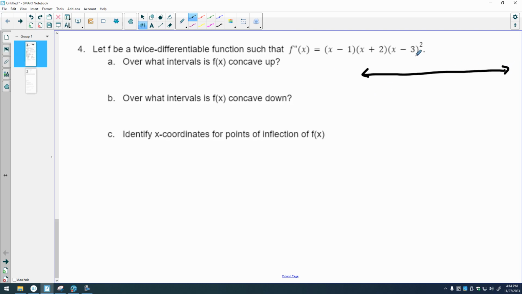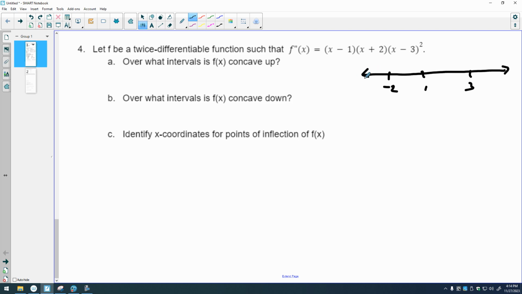So I've already got it factored. That's super nice. So let's just put them on a number line so we can organize our data. I get negative 2 makes this 0, positive 1 makes that 0, and positive 3 makes that 0. Make sure they're in the right order from smallest to largest.